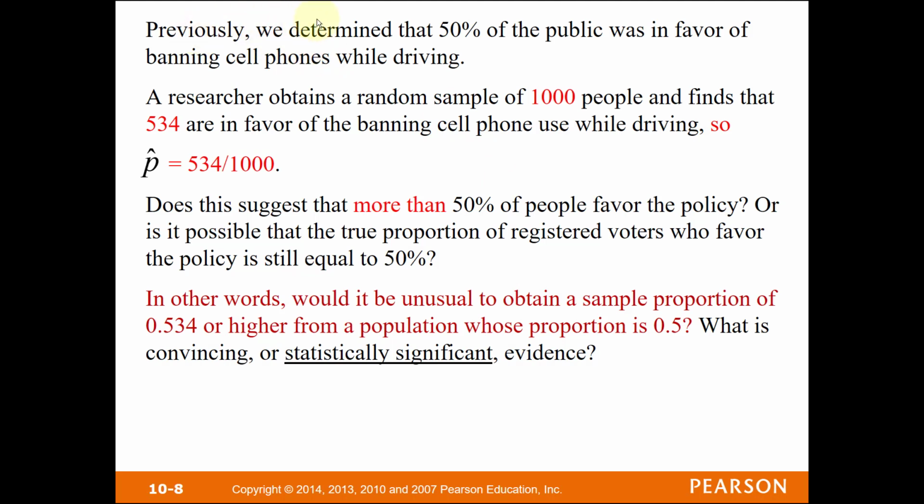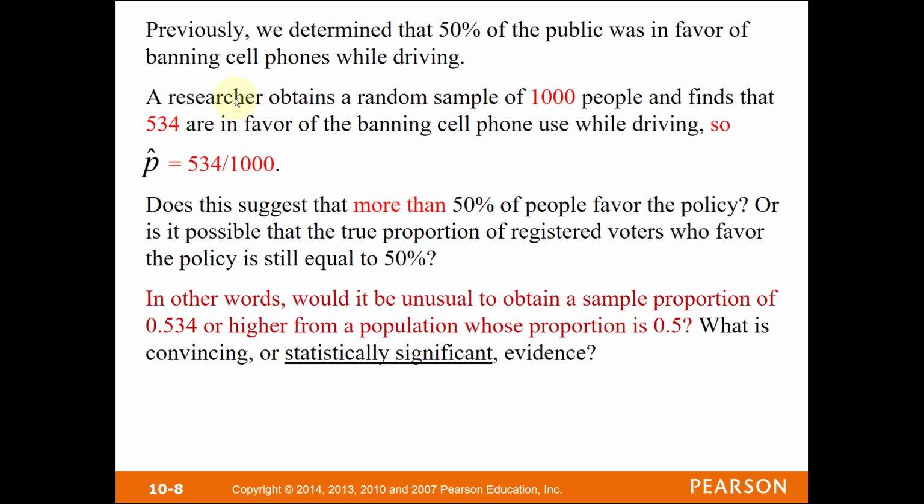Assume that previously we determined that 50% of the public was in favor of banning cell phones while driving. That's going to be our null hypothesis, H naught, p equals 50%. Let the alternative hypothesis be that more than 50% of the people favor the policy. So our alternative hypothesis would be that p is greater than 0.5.